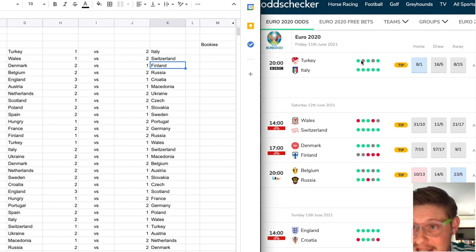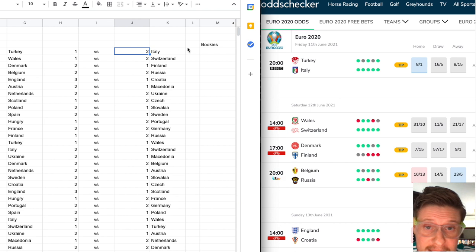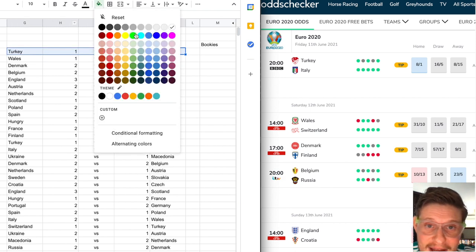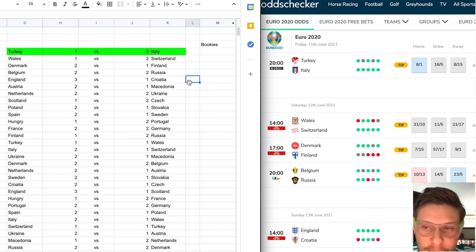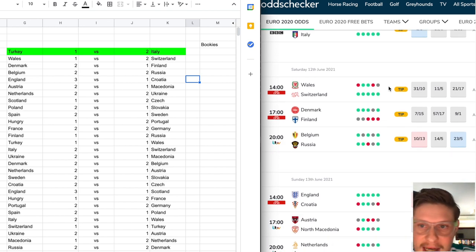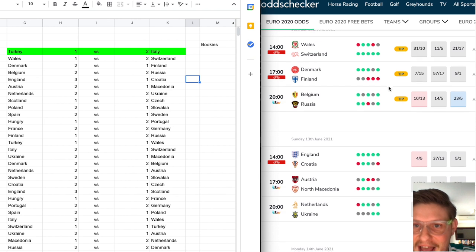And what we can see is that the lowest payout is if Italy wins, and that's also what our model is saying. So I'm going to make this green to indicate that we got the same as the betting guys. We're thinking Italy 2, Turkey 1. I think most people would favor the Italians over the Turks.